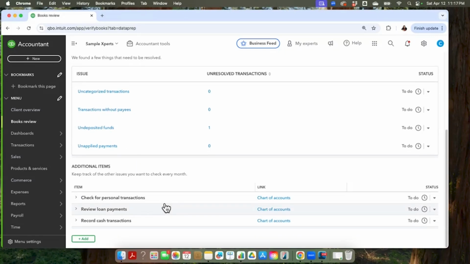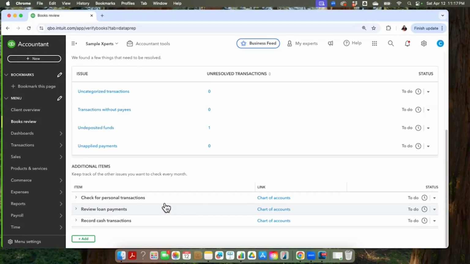Okay, always check for personal transactions. That means that if you paid anything with your business credit card that does not belong to the business, even if it is a different business, but the business is separate from this one, you want to make sure you change that. Okay, you want to not categorize it as this business, but as maybe owner's distribution, or as an equity account that doesn't count towards this business.